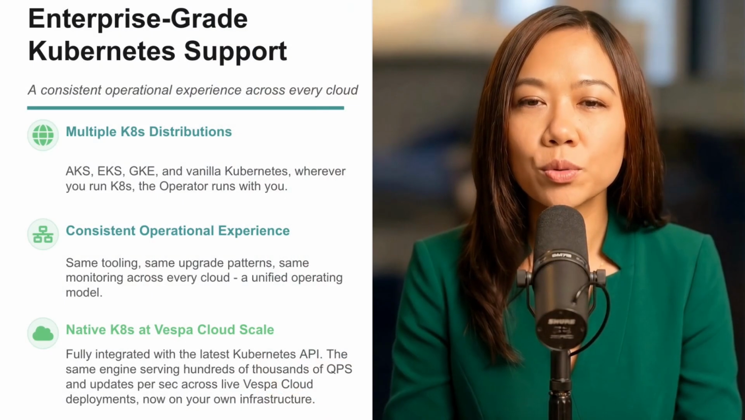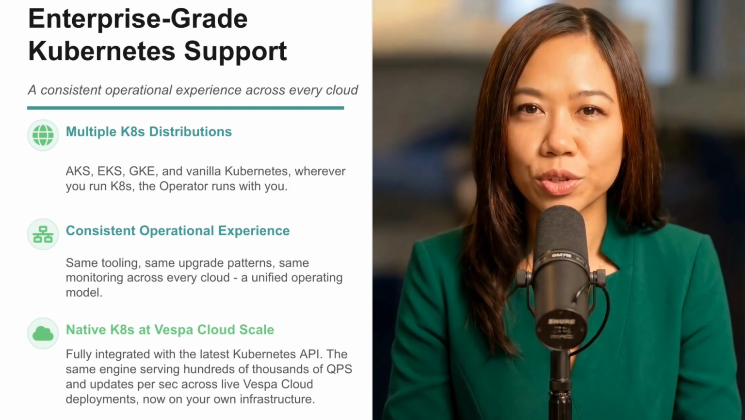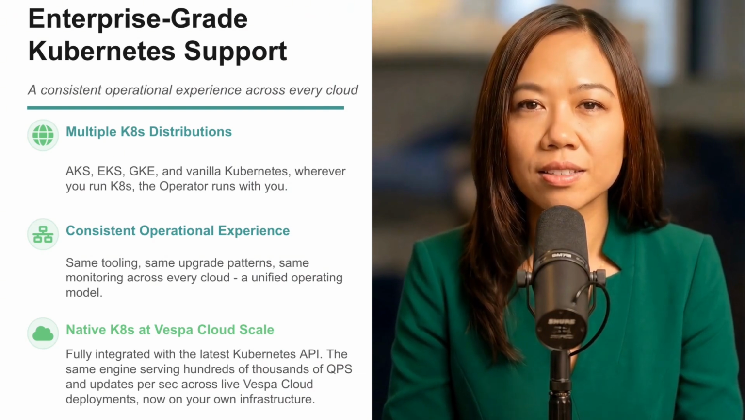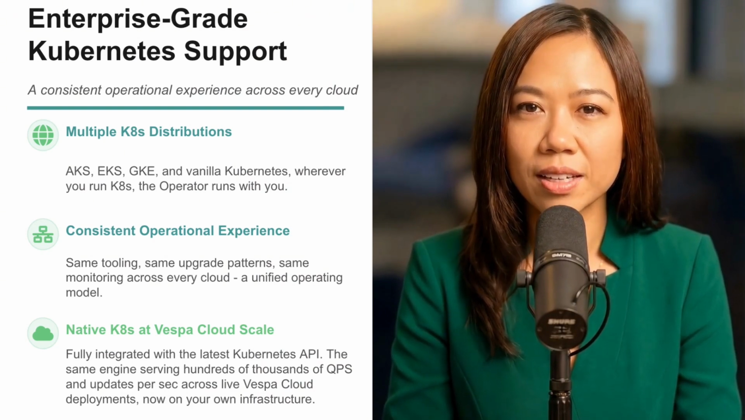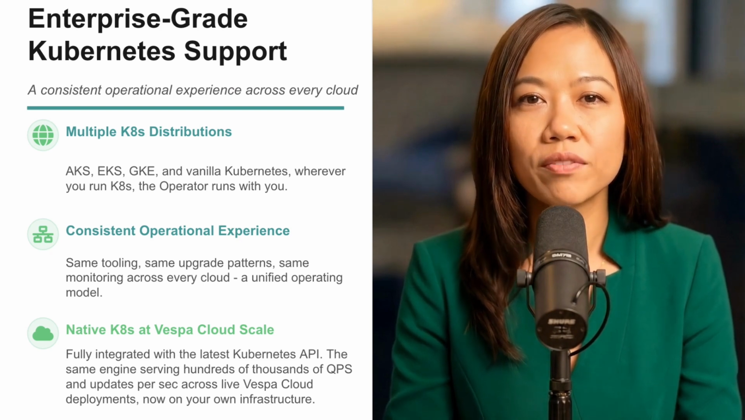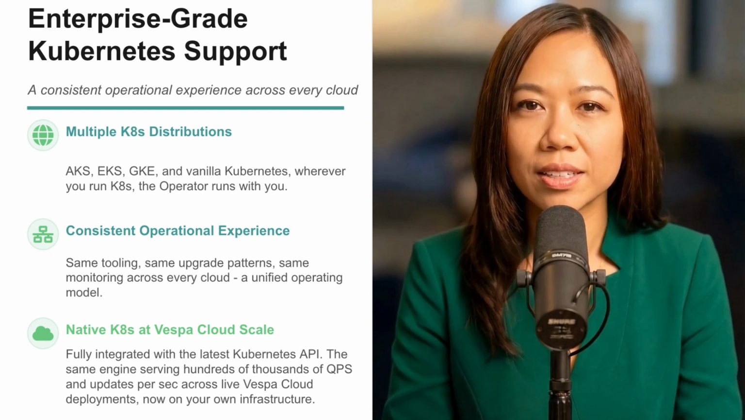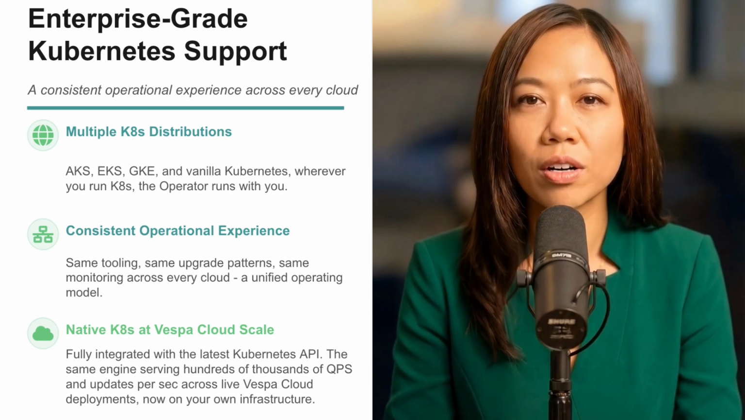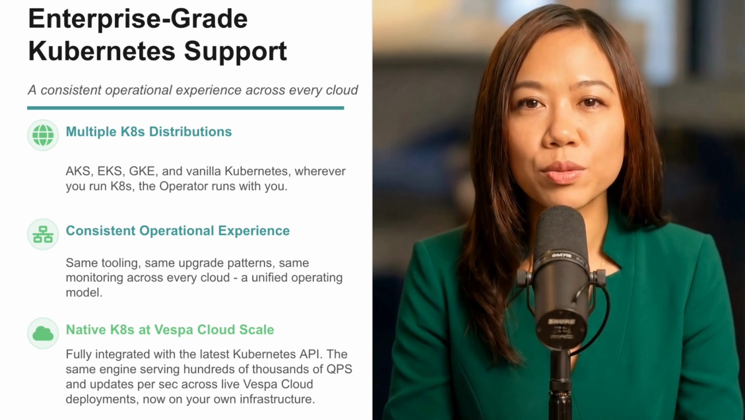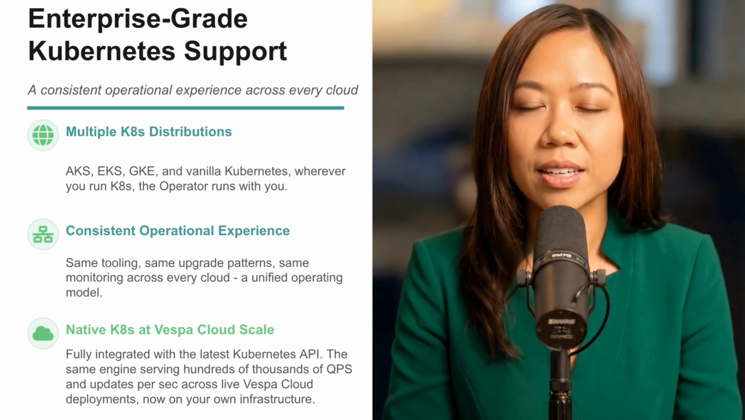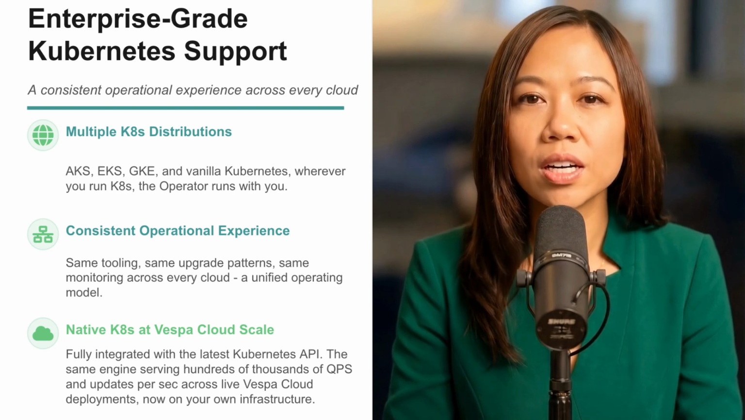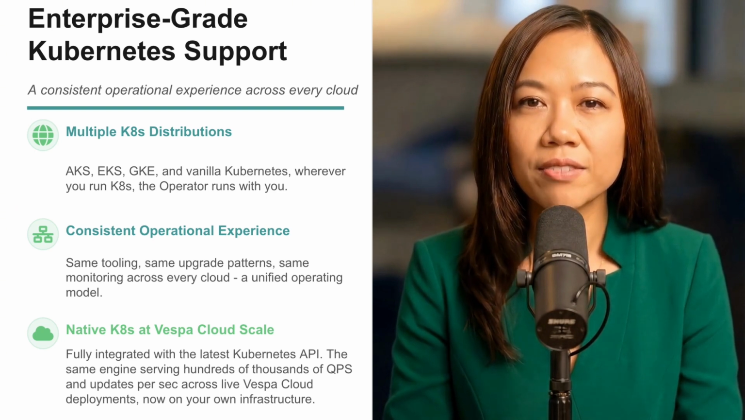We support multiple enterprise-grade Kubernetes distributions. Whether you're running AKS on Azure, EKS on Amazon, GKE on Google, or vanilla open source Kubernetes, the operator works the same way across all of them. The goal is a consistent operational experience regardless of which cloud you're on. Same tooling, same upgrade patterns, same monitoring, and as Kubernetes evolves quickly, we stay current with the latest API, giving you a truly native Kubernetes experience.